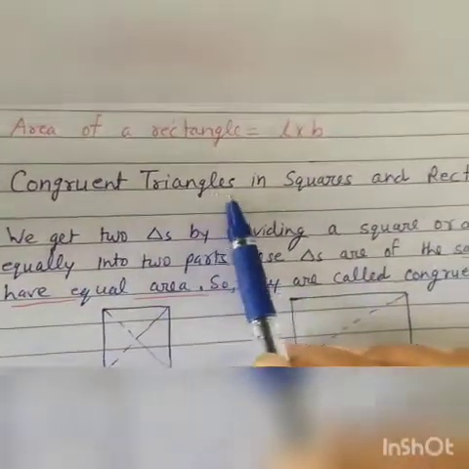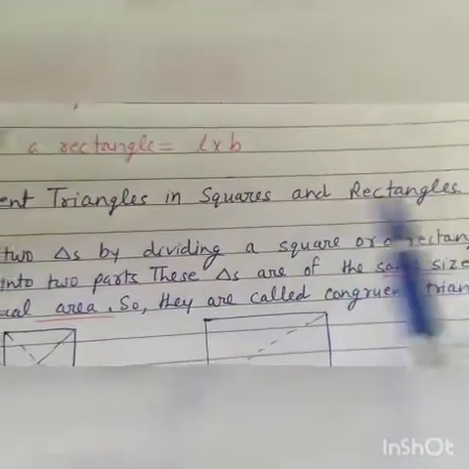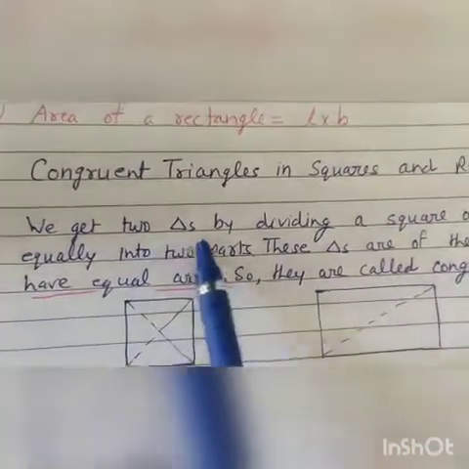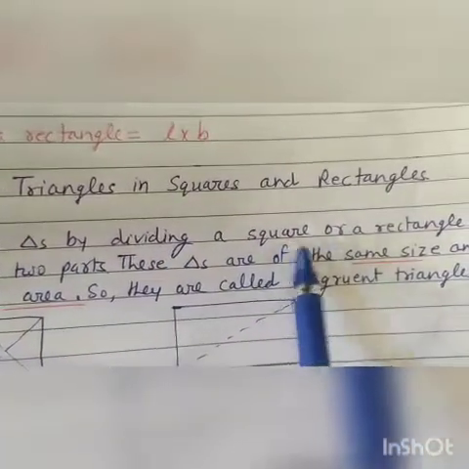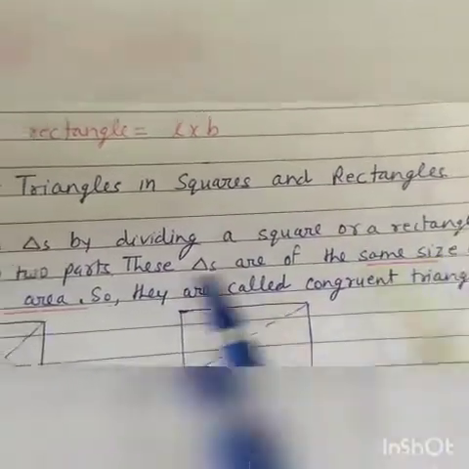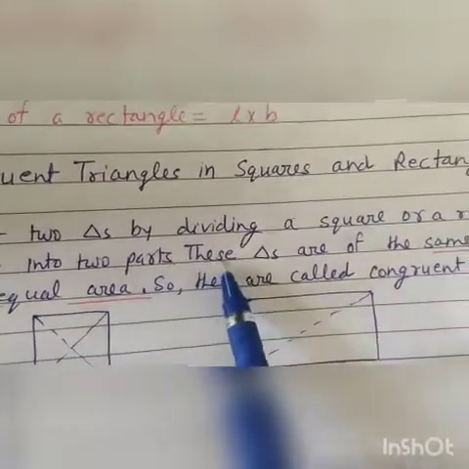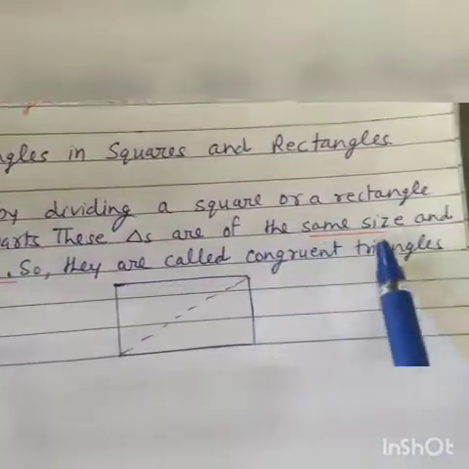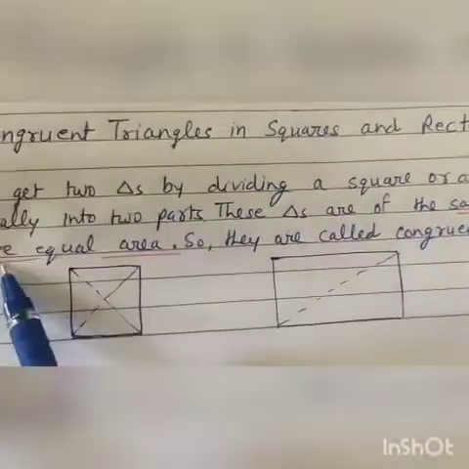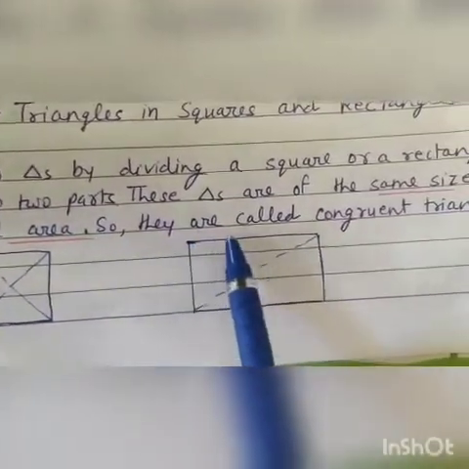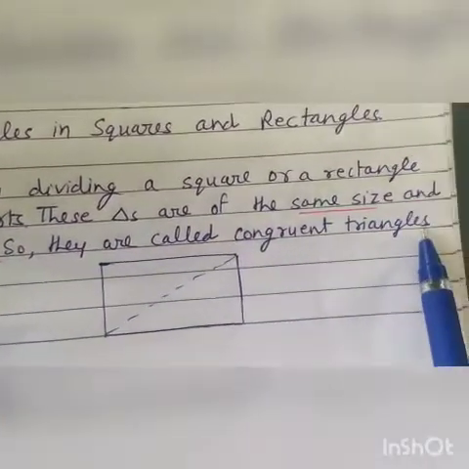Now congruent triangles in squares and rectangles. What are congruent triangles? We get two triangles by dividing a square or a rectangle equally into two parts. These triangles are of the same size and have equal area, so they are called congruent triangles.